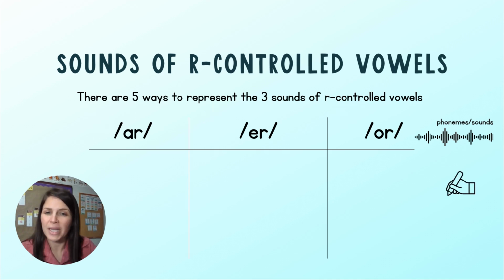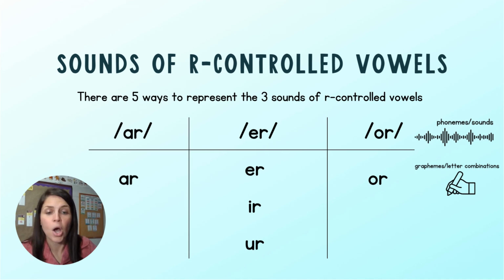Now, there's different ways to spell those sounds, so different graphemes that represent those sounds. The /ar/ sound is represented by the letters AR, the grapheme AR. The /er/ sound can be represented with 3 different graphemes, ER, IR, and UR. And then the /or/ sound is represented by OR.